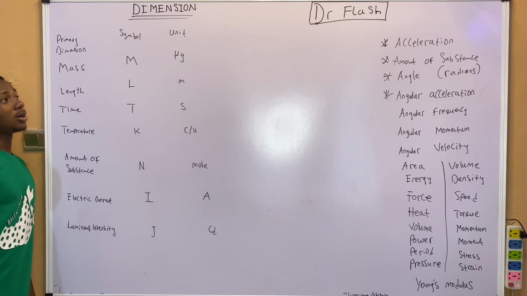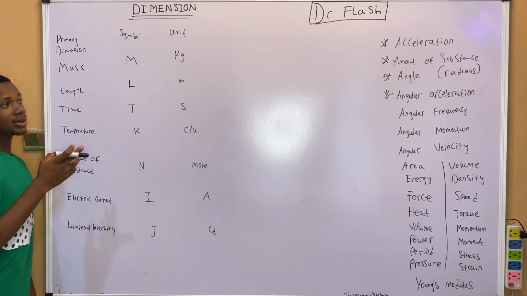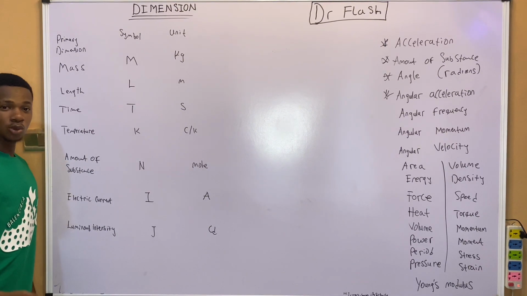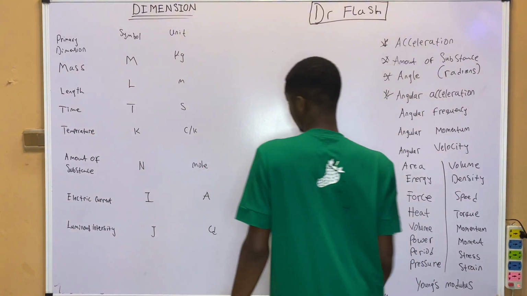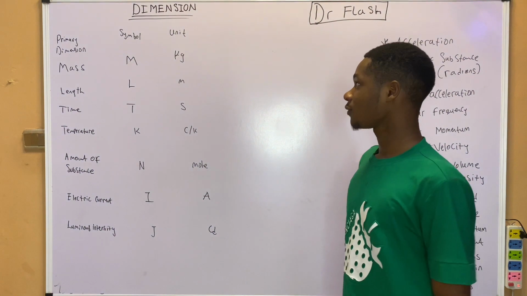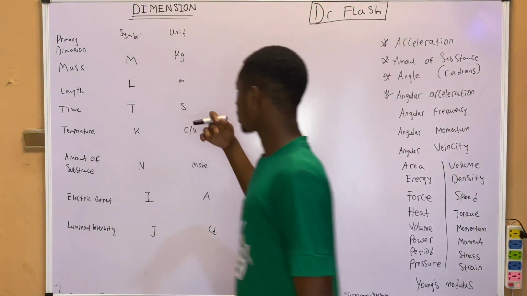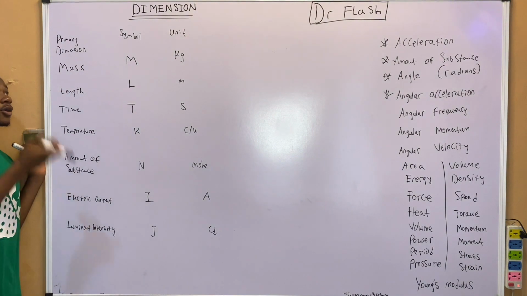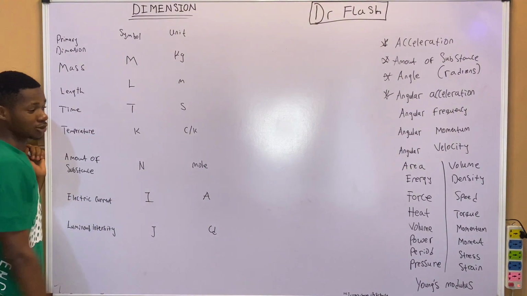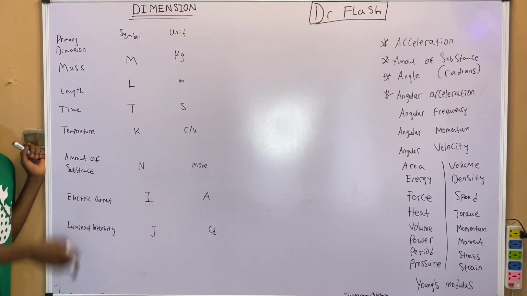On the board, I've outlined a few important concepts which we are going to be dealing with. On the right hand side, we're going to ignore this part first. But on the left hand side, we have a table. This table contains the primary dimensions, symbols, and units. First of all, the units here are the SI units for the various quantities on the left hand side.